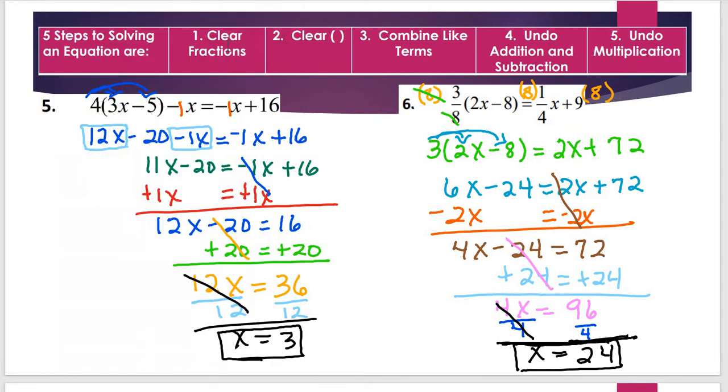Now we're going to go back, and since we cleared the fractions, we're going to clear parentheses, multiply all the way out, and you see it gives you this. Bring this side down. And then undo addition right here. When you do, it's going to be subtract 2x from both sides. And 6x minus 2x is 4x minus 24 equals 72. Undo subtraction again. So you're going to add 24 to each side, bring down your 4x, and then the last step is always to undo multiplication. So you're going to divide both sides by 4, and that will give you 24.